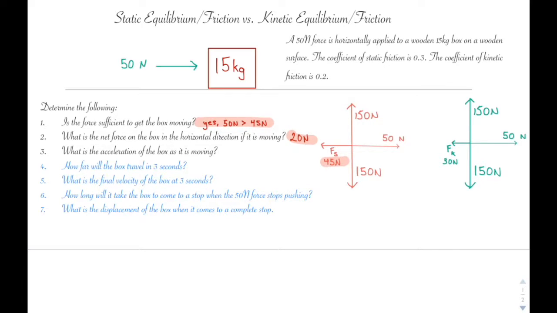But the follow-up question here is, what is the acceleration of the box as it is moving? And because we have a net force here, 20 newtons, then all we would need to do is set those 20 newtons equal to our MA, our mass, which is 15 kilograms. And then we're solving for the acceleration. So we would just do 20 newtons divided by 15 kilograms, and that would be 1.33 meters per second squared would be our acceleration.